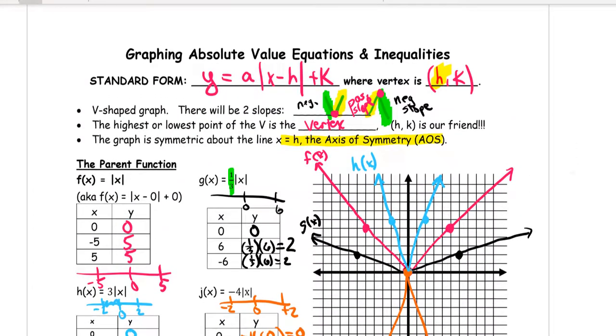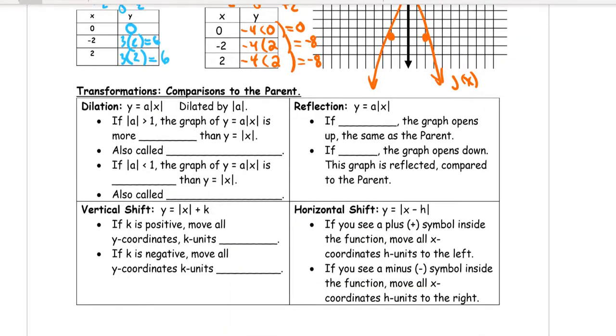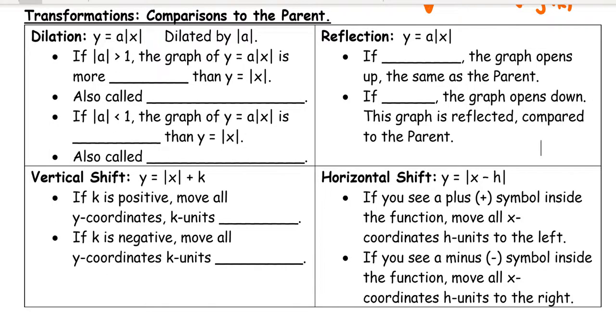In part 1, we talked about absolute value equations and inequalities and some general characteristics. In this video, we're going to take a look at the transformations. We're going to have these terms called dilation, reflection, vertical shift, and horizontal shift. In the beginning, they're going to be a little bit confusing, but as we go through examples, you'll start to see them a little bit differently.